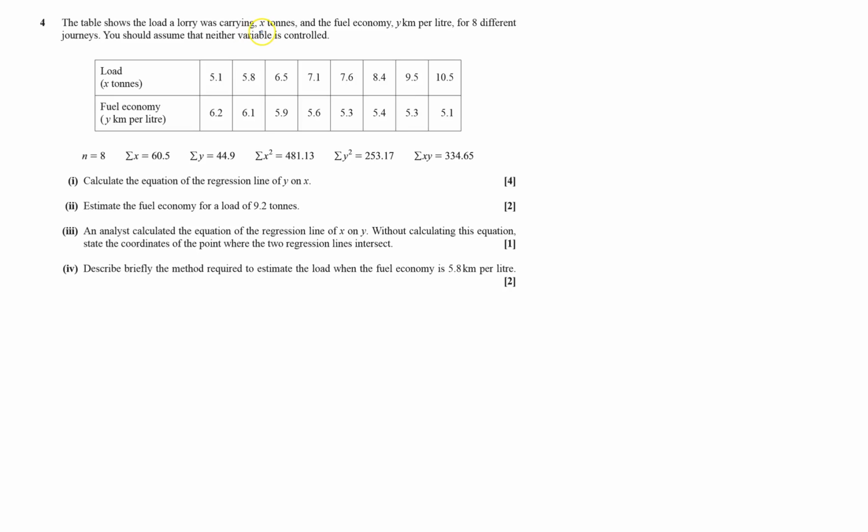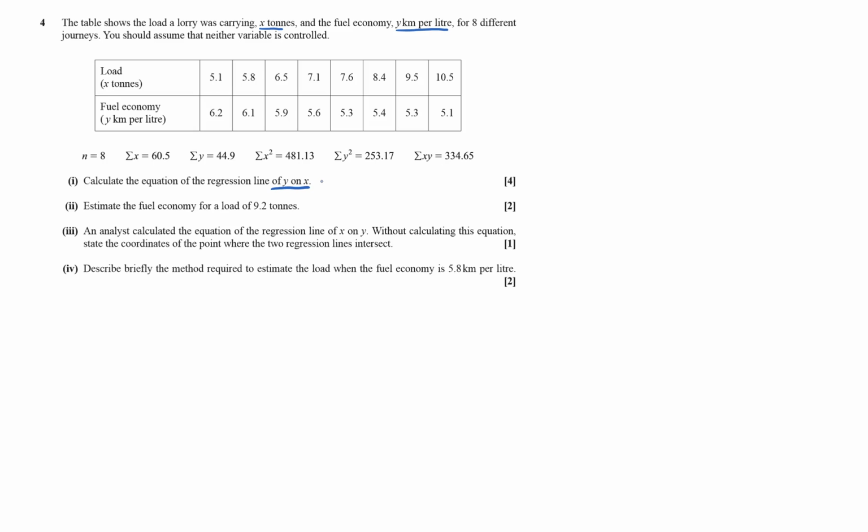Okay, the table shows the load the lorry was carrying, X tons, and fuel economy, Y kilometers per litre, for 8 different journeys. Neither variable is controlled. That means I'll either be doing the regression of Y on X or X on Y. It's summarised the data, which is nice. I've got a regression line of Y on X. That's nice. It's an easy one.